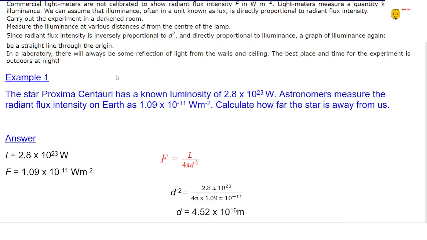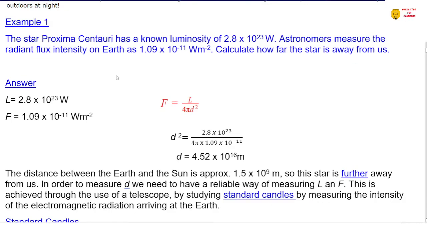Now let's look at this example. The star Proxima Centauri has a known luminosity of 2.8 times 10 to the power of 23 watts. Astronomers measure the radiant flux intensity on Earth as 1.09 times 10 to the power of minus 11 watts per square meter. Calculate how far the star is away from us.